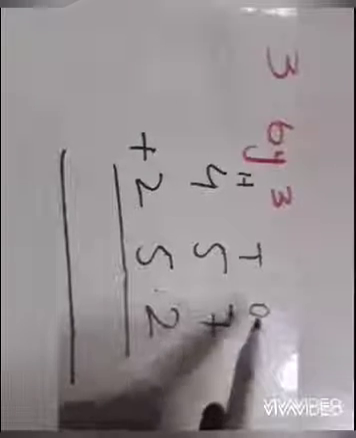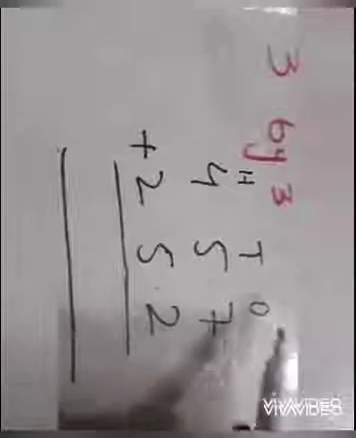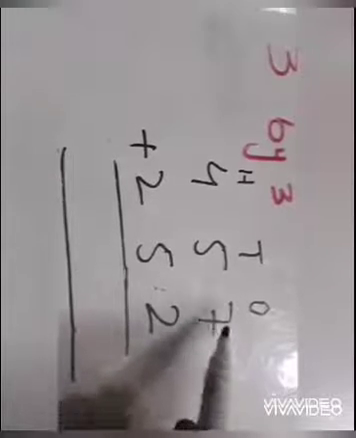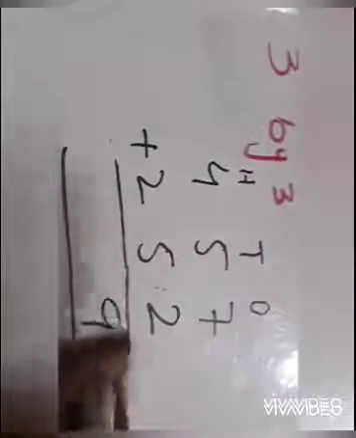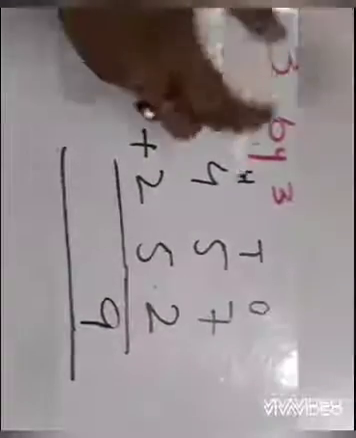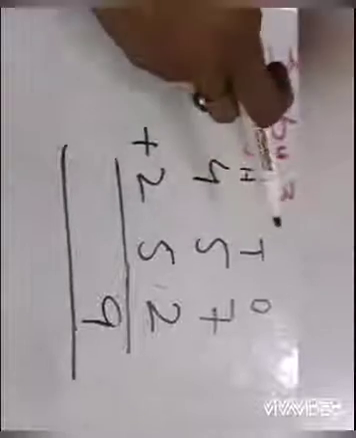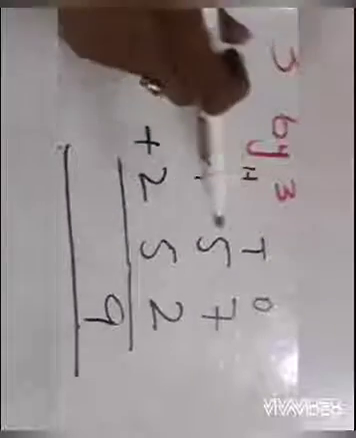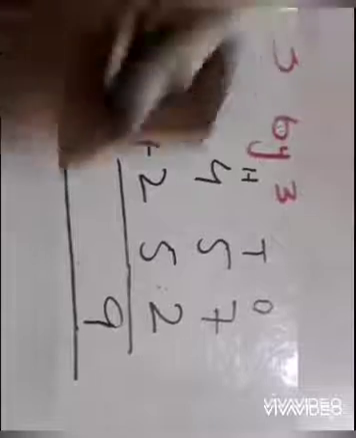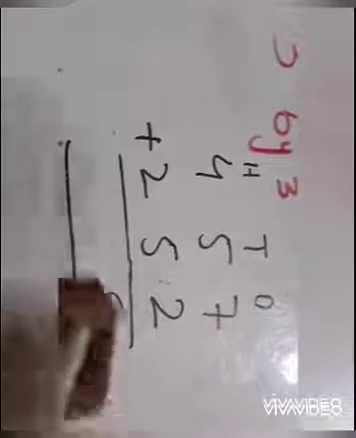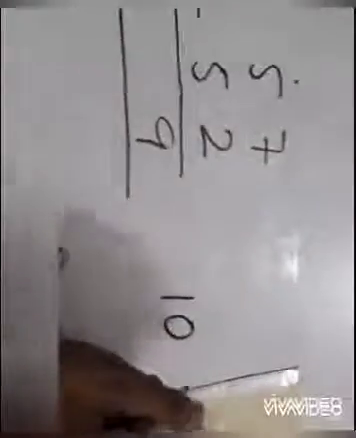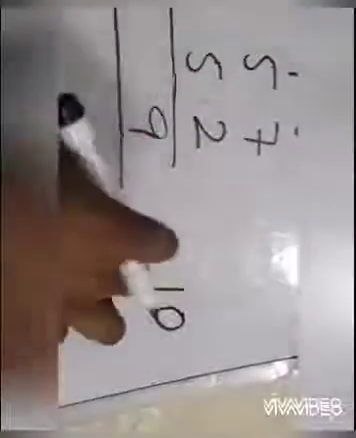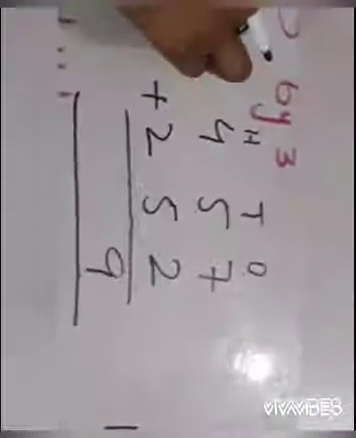7 ones, 2 ones. When we add 7 in 2, it makes a 9. 7, 8 and 9. Next, 5 tens and 5 tens. When we add 5 in 5, it makes a 10. So what we do, it makes a 10, so we write 0 over here and 1 will go at the top of the next number.